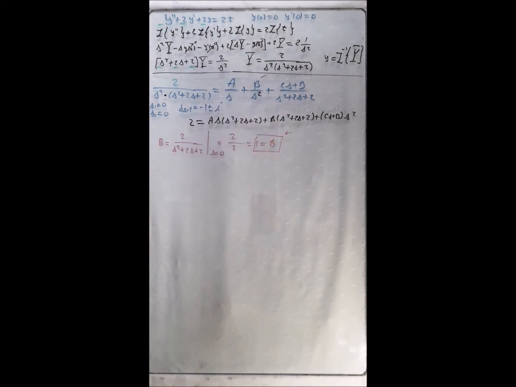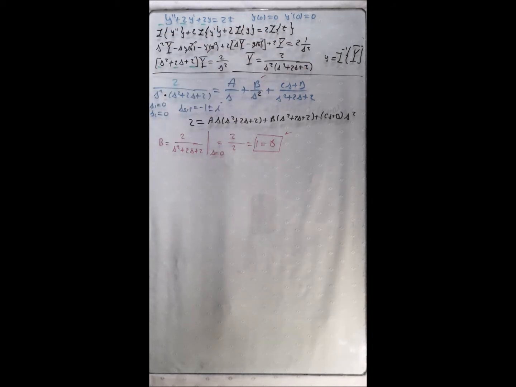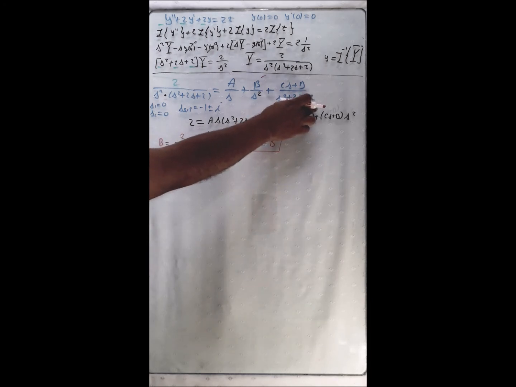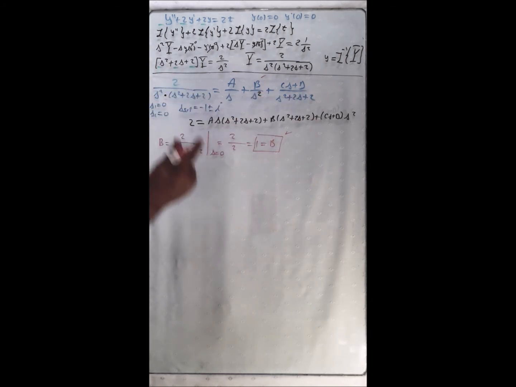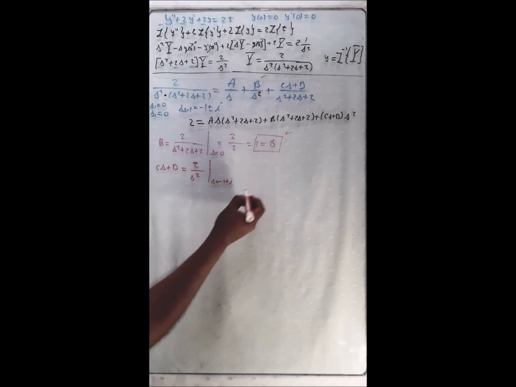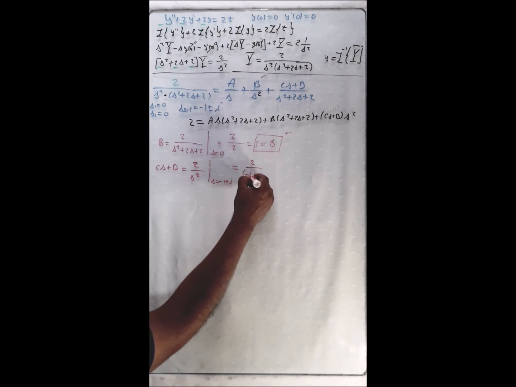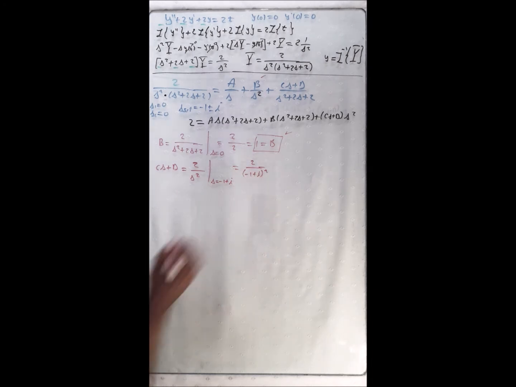Okay, this number. Let's use the Heaviside method to find the other two, Cs plus D. Okay, so Cs plus D is going to be equal to, if you consider this fraction but without this, 2 over s squared. Okay, and then you evaluate at s equal to minus 1 plus i. Okay, so what happens here? What happens here is 2 over minus 1 plus i squared.